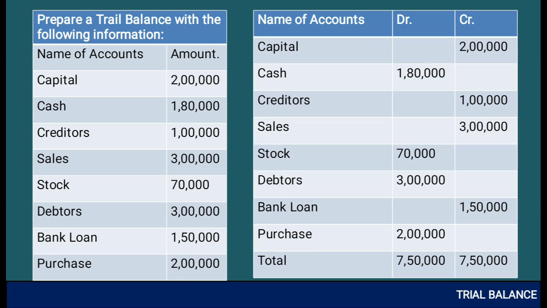So here you can see the solution. First, the names of accounts, then the debit balance, then the credit balance. At the last, we have to check the sum of the debit side and the credit side. It should be equal. If the sums of debit and credit are both equal, then we can easily say that whatever transactions we have done are correct.